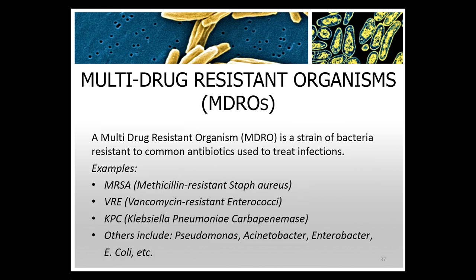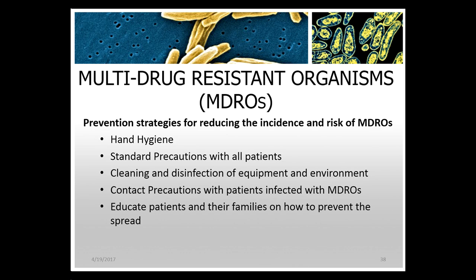Next slide. Multi-drug resistant organisms, MDROs. These are organisms that have a strain of bacteria that's resistant to the common antibiotics that we use to treat infections. Examples are MRSA, VRE, KPC. There are others. Next slide. The prevention strategies to reduce the incidence and the risk of transmitting the MDROs includes hand hygiene, standard precautions with all patients, cleaning, disinfection of equipment and environment, contact precautions with patients infected, and education of the patients and their families on how to prevent the spread.